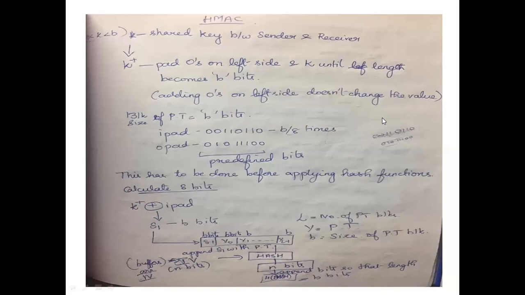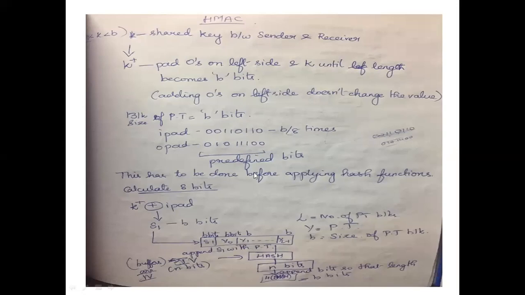And we do this until K becomes B bits. Now what is this B bits? It's nothing but the block size of the plain text. IPAD here, you're able to see the value 00110110, and OPAD, we have a value called OPAD in this algorithm, which is 010111100. These two are predefined bits; you're supposed to use them only for this algorithm. This has to be done before applying the hash functions.